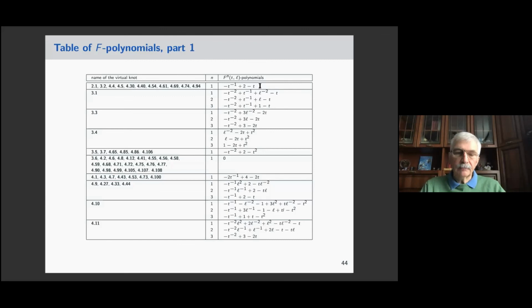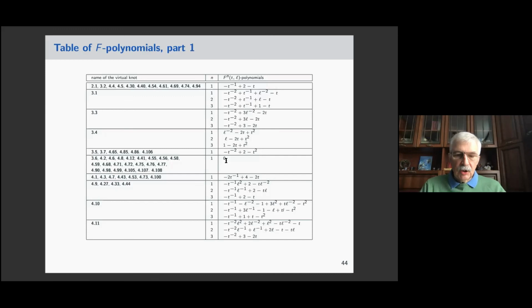For example, if you take the virtual knot named 3.1, you see that F1 is a polynomial in two variables T and L, F2 is a polynomial in T and L, and the third polynomial is just in variable T. So it means that from n equal 3, the polynomial stabilizes to a finite F polynomial. And you see that there is a big family of knots, all of them non-trivial, with trivial F polynomial. Of course, as we mentioned before, if you have a classical knot, then the F polynomial is 0.